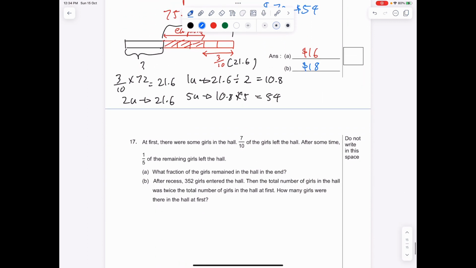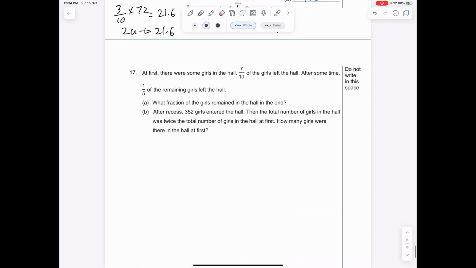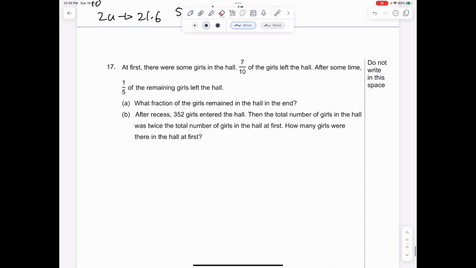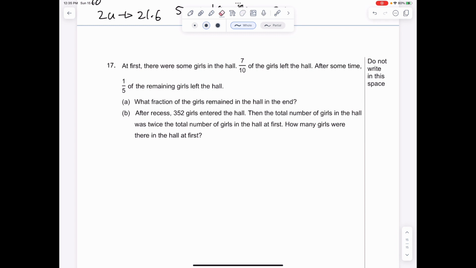Okay, moving on to the last question. Okay, at first there were some girls in the hall. 7 of the 10 girls then left the hall. After some time, 1/5 of the remaining girls then left the hall. What fraction of the girls remain in the hall in the end?